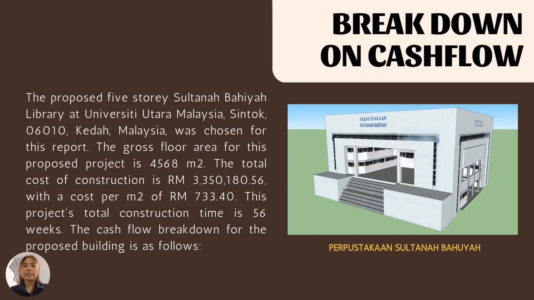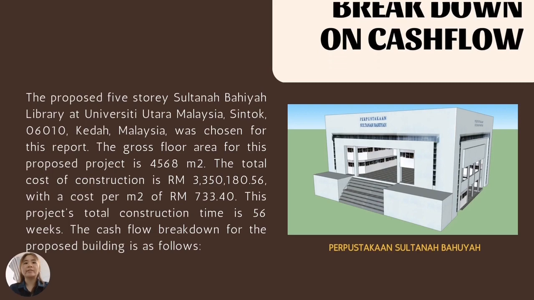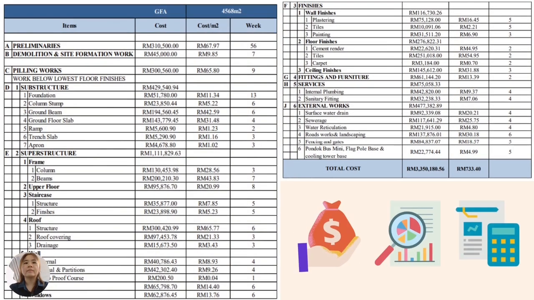As we can see, the total cost of this proposed building is 3,350,180.56, while the cost per square meter is RM 733.40. The cash flow breakdown for the proposed building includes preliminary, demolition and site formation work, piling work, substructure, superstructure, finishers, and so on are shown.